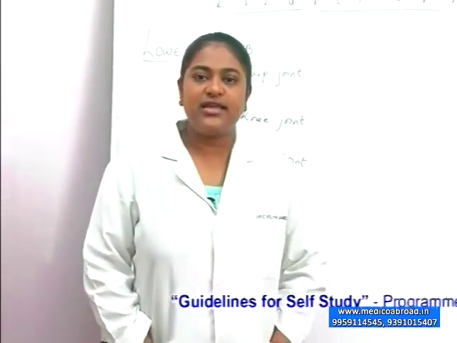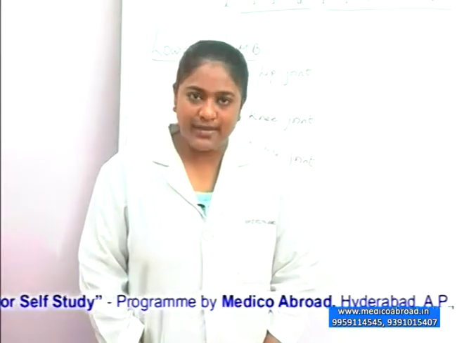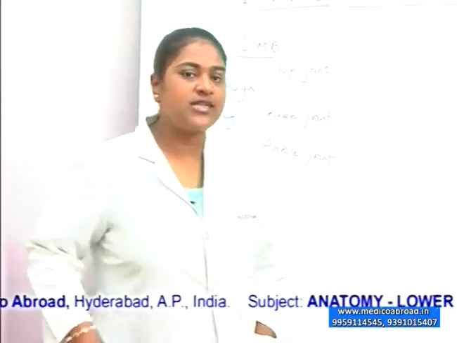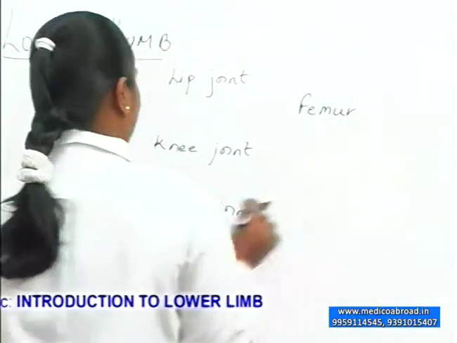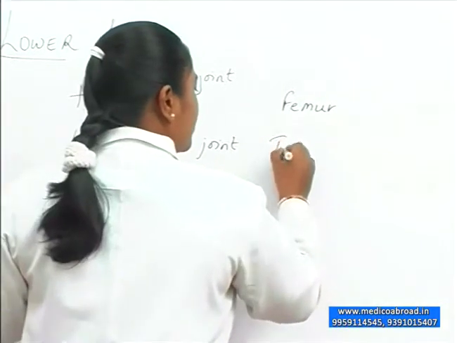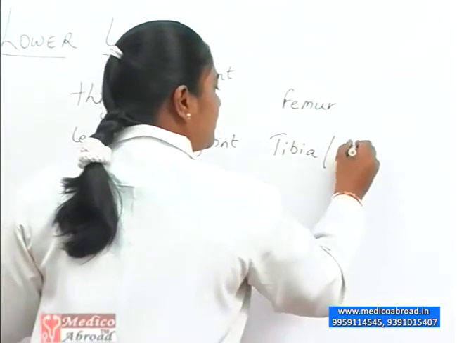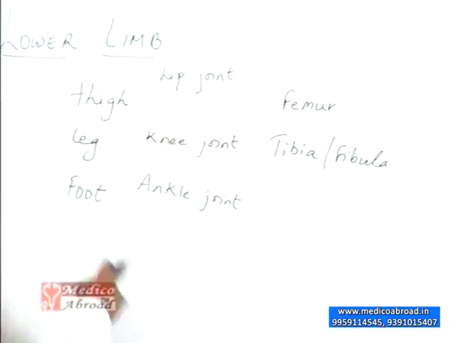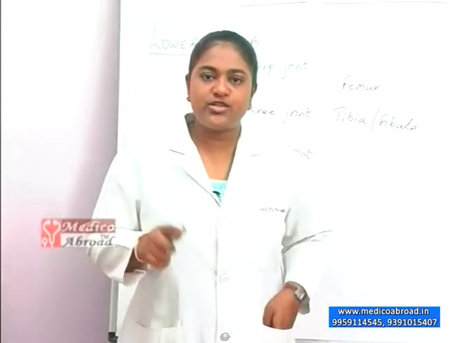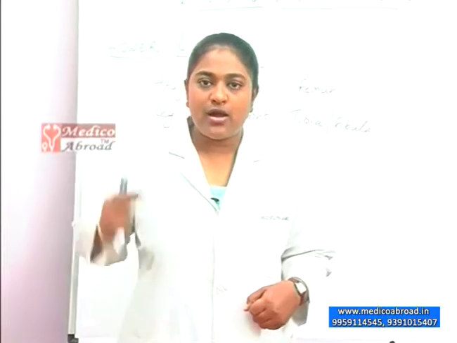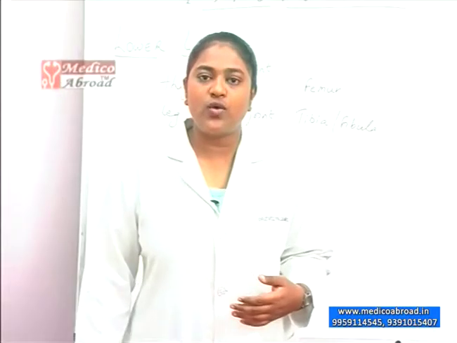Now, just like the bones in the upper limb, you have one single bone in the thigh, which is the femur. The leg has two bones, tibia and fibula, and we'll come to the foot bones later. Now, the articulation between the lower limb and the trunk happens at the hip joint, where the hip bone articulates with the upper end of the femur, to suspend the weight of the lower limb.